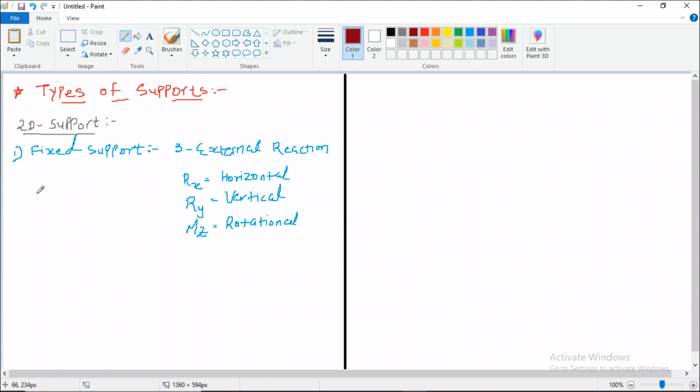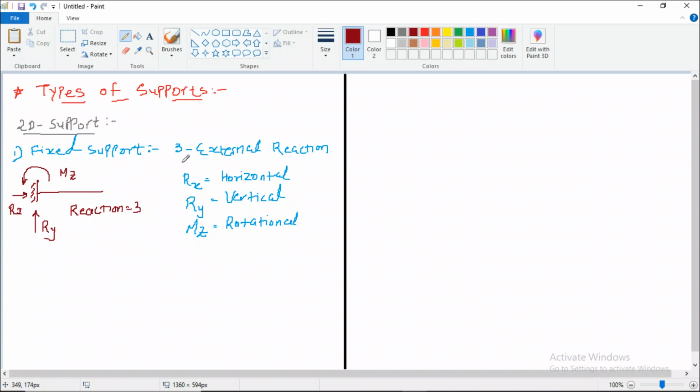So how it will look like if we see it graphically. So fixed support is shown like this, and here there is a vertical reaction Ry, there is this horizontal reaction Rx, and there will be a bending moment, that is Mz. So the number of reactions will be 3 here. Total number of reactions possible in a fixed 2D support is 3.